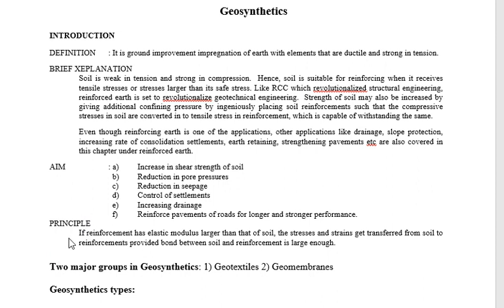Usually reinforcement has the highest elastic modulus, a high modulus of elasticity compared to soil, and it helps when you insert it into the soil. Whatever stress and strain act on the soil is transferred to the reinforcement, and this reinforcement is capable of taking higher tensile stresses and increases the bonding between the reinforcement and soil.